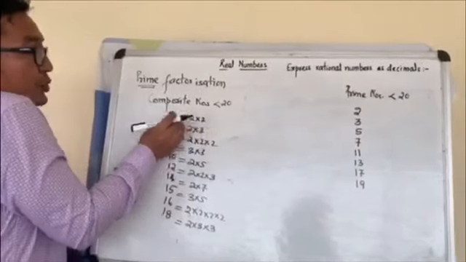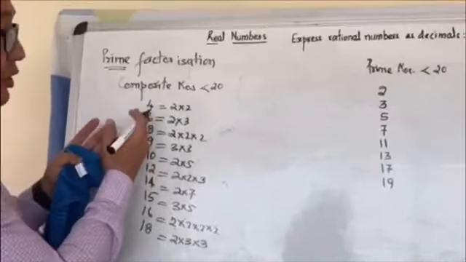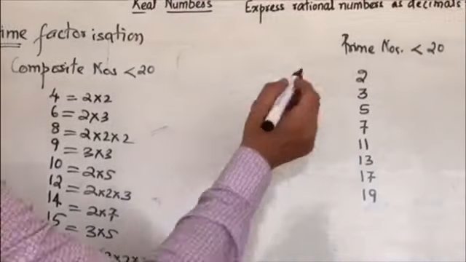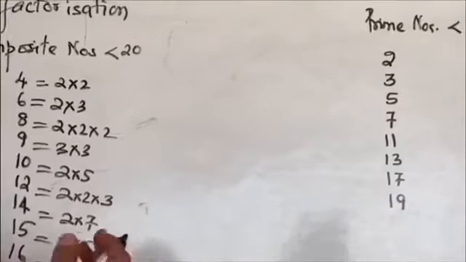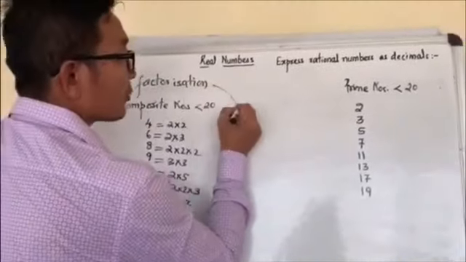A composite number has more than 2 factors. A prime number has 2 factors, the number itself and 1. And 1 is neither prime nor composite. This is prime factorization.